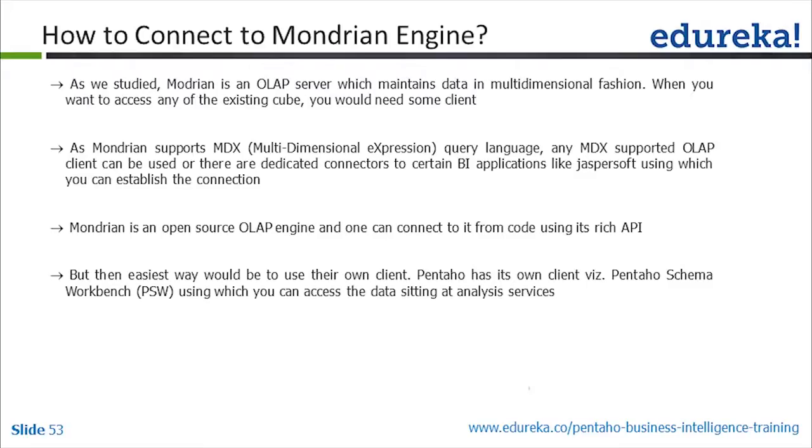So yes, I already explained this. You can query this using MDX. Mondrian is an open source OLAP engine, and one can connect to it from code using its rich API. Since it's an open source engine, you can have APIs and connect using them. But the easiest way would be to use their own client. Pentaho has its own client, Pentaho Schema Workbench, which we use to access data sitting on analysis services. Pentaho Schema Workbench is basically where you design your cube. We'll see in the following slide how it works.